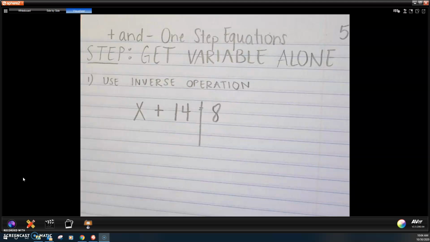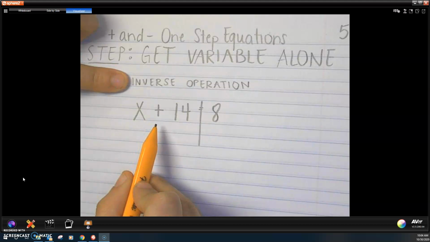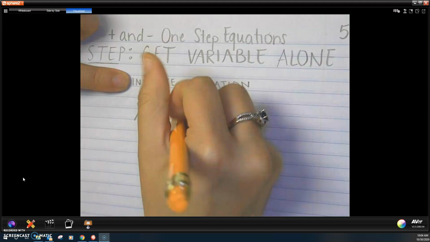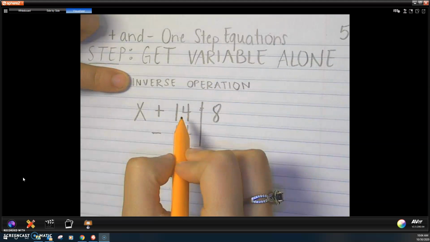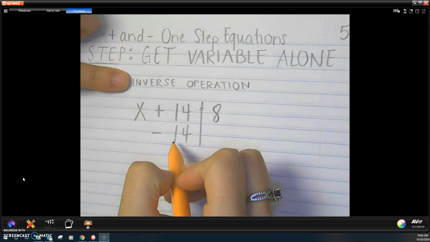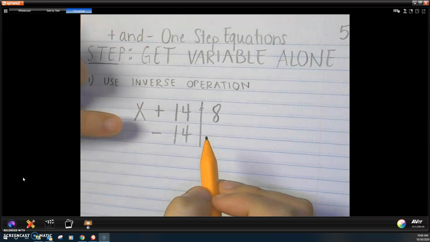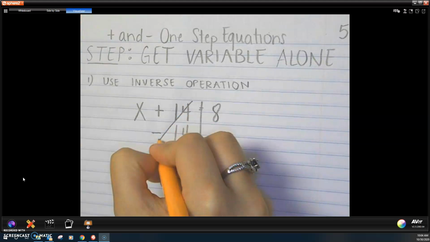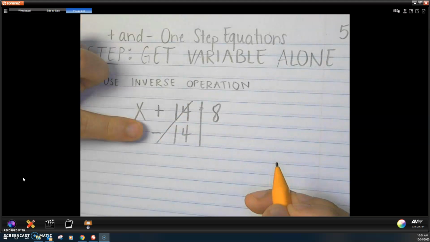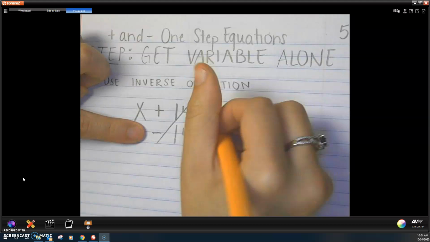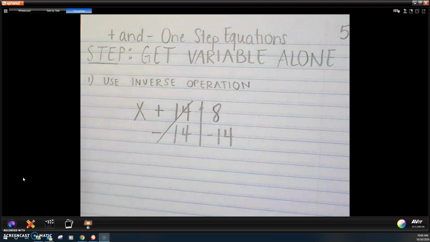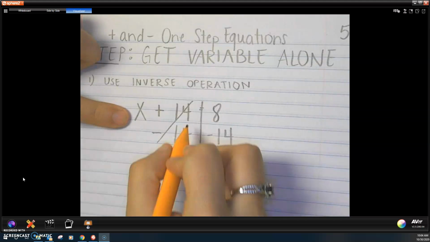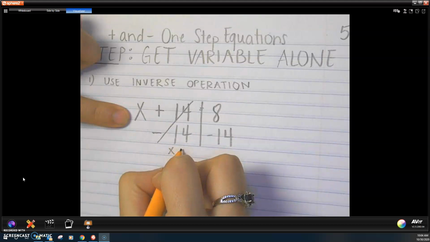Now we want to get it alone, so we need to get rid of this plus 14. And to get rid of the plus 14, I need to do the inverse. So the inverse of adding 14 is to subtract 14. If I have 14 and I subtract 14, that gives me 0. So that gives me x alone, because we're able to just get rid of this. Now, since we did subtracting 14 on this side, we're going to do minus 14 on this side also. So now we got our x all alone because we got rid of the 14s.